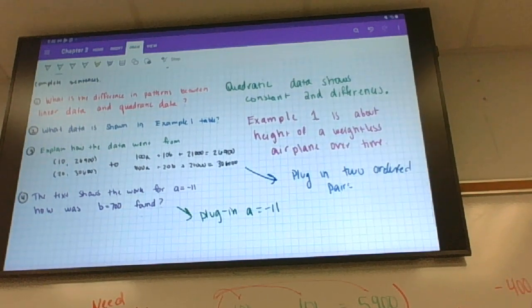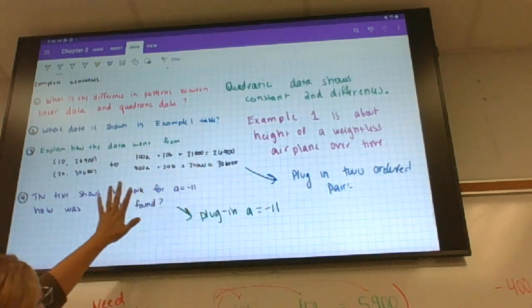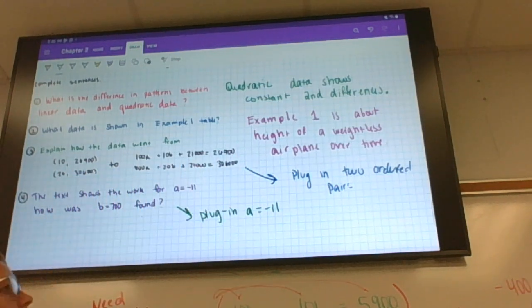So my answer for number 3, how did they go from here to here? They plugged in 2 ordered pairs, and then you plug in A equals negative 11. Don't worry about answering those if you haven't yet. Okay. So I'm going to give you some steps to help you work through that process.